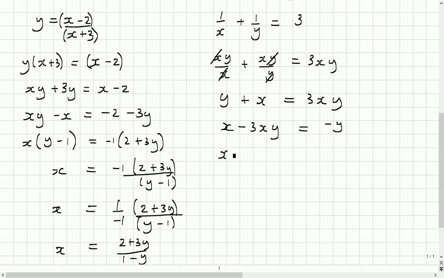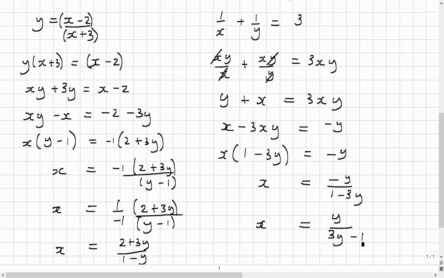Let's take x out as a common factor, so that would be 1 minus 3y equals minus y, and then we've got x equals minus y over 1 minus 3y, just dividing through. And again we can do that trick with a negative, so we can take the negative from the top of the fraction and multiply it through in the denominator of the fraction, so that would give us x equals y on the top, and then it becomes minus 1 and plus 3y. Let's write those the other way around so it just looks neater. y over 3y minus 1.